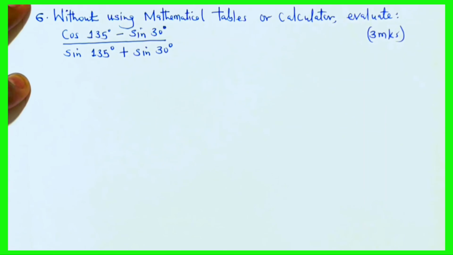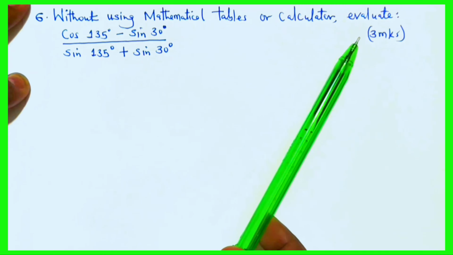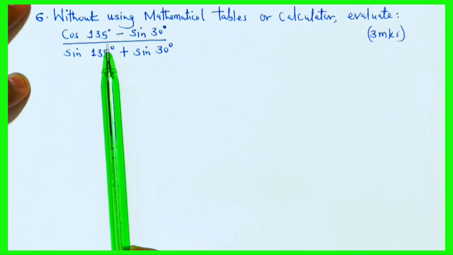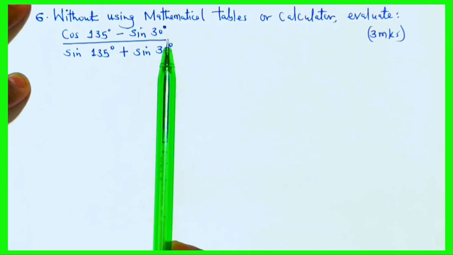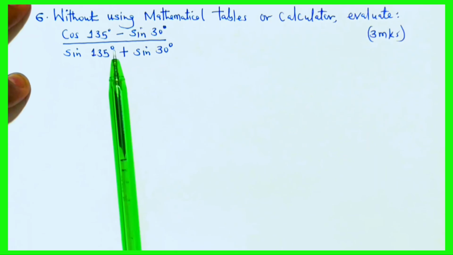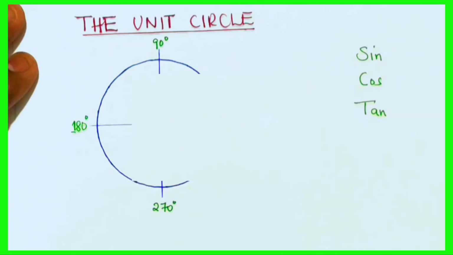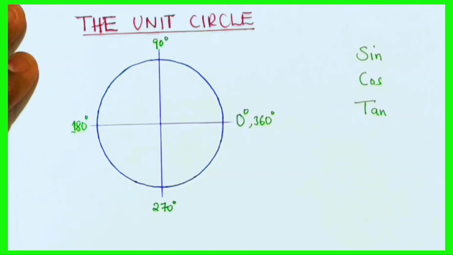Question 6. Without using mathematical tables or calculator, evaluate (cos 135 degrees minus sine 30 degrees) divided by (sine 135 degrees plus sine 30 degrees). 3 marks. What prior knowledge do you need to have to be in a position to answer such a question and many more of that nature?